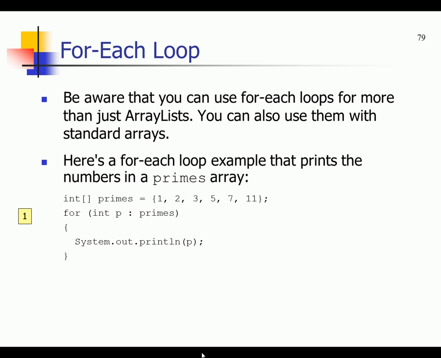This is the same, for each p in primes, print them. So we have an array of primes: 1, 2, 3, 5, 7, and 11. So for each p, in other words integer p, in, the colon means in, primes, print them out. It's easier than saying for i is equal to 0, i is less than primes dot length, i plus plus, then print primes dot whatever. So for each element in primes, it stores it in the value p and does something with it. In this case, it's printing it out.